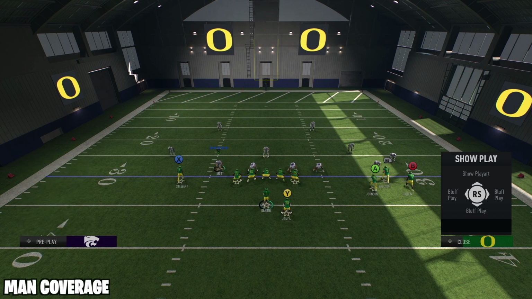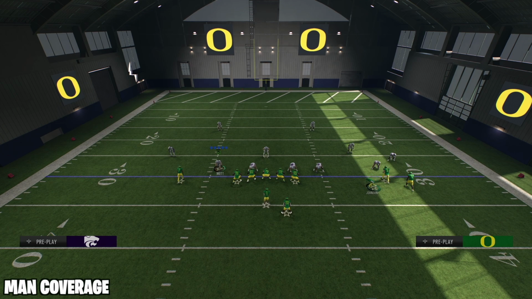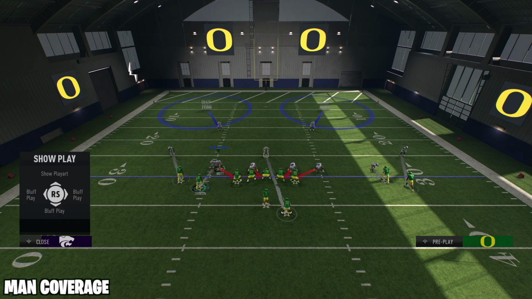If you are not confident that this is man coverage and you just want to confirm it, which is always a good idea if you have enough time on the clock, throw somebody in motion. I'm going to throw Johnson in motion and watch the cornerback. I don't know why he was delayed, but he followed him all the way across the field. When a cornerback or a linebacker follows a player, that is a telltale sign that this is man coverage. And as you can see here on the play art, you can see the assignments. The cornerback is still covering Johnson, who followed him all the way across the field.